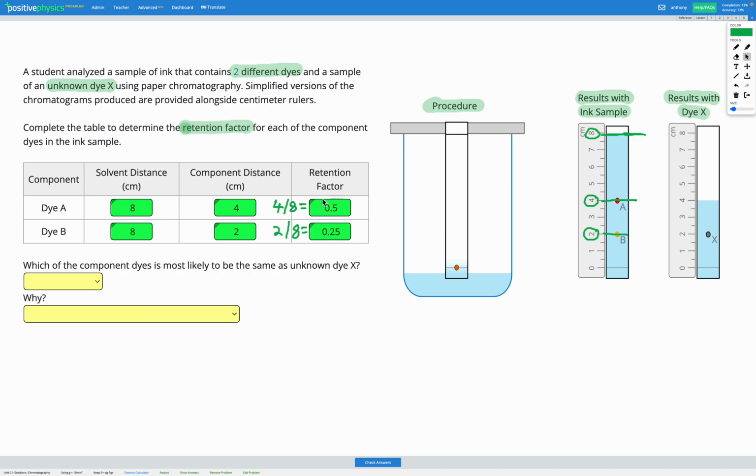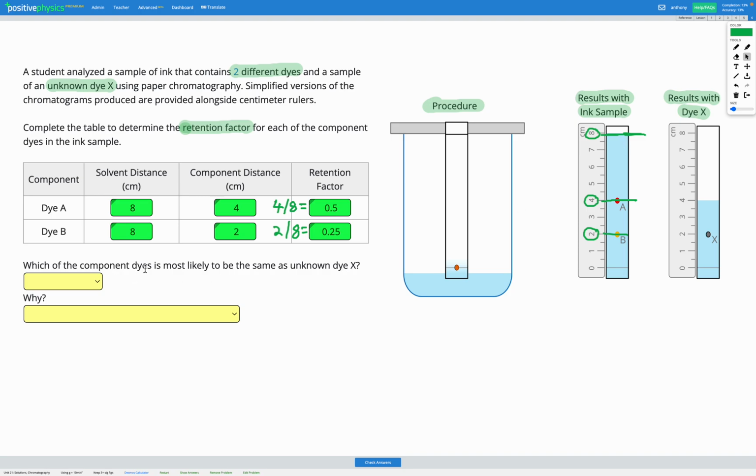And that retention factor tells us what fraction of the total solvent distance our component traveled. So you can see for dye A, it was half. Dye A made it halfway up the paper compared with where the water ended up. And for dye B, it's a quarter. Dye B ended up a quarter way up the paper from where the water ended up.